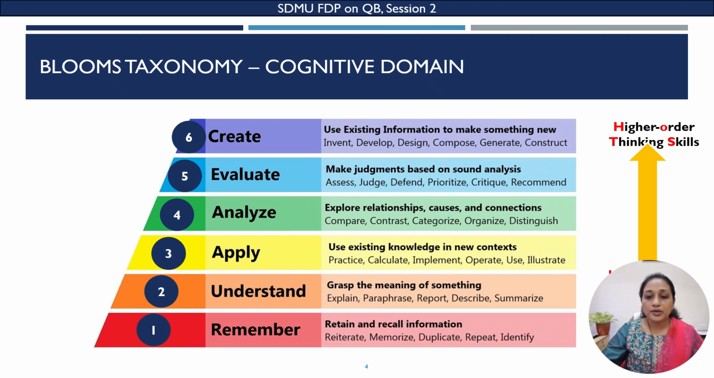Bloom's taxonomy has 6 levels, starting with 1, which is remember. Second level is understand. Third is apply. Fourth is analyze. Fifth is evaluate. And sixth is create. Now, at level 1, the student is expected to remember, retain, and recall the knowledge that the class has been given. The student has to remember, reiterate, memorize, and recall the facts that he or she has learned.